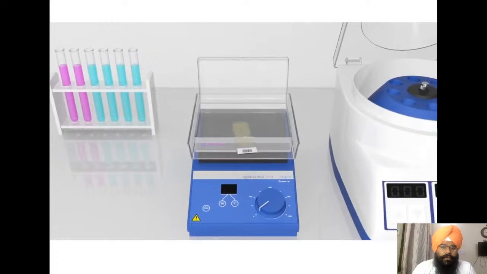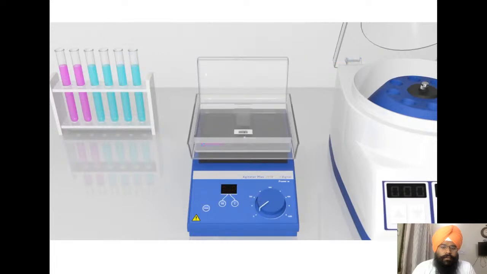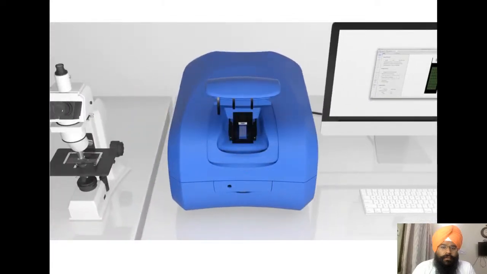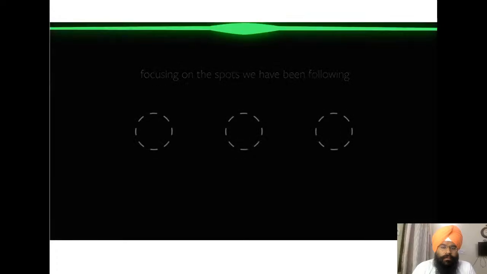Now we must wash off the unbound cDNA to see what is bound to the microarray. Let's detect the bound cDNA so it can be visualized. We begin by placing the microscope slide containing the microarray inside a scanner. We'll examine the next phase of the process, keeping our focus on the three spots we've been following. First, a green laser scans the microarray. The resulting image is stored on a computer for later analysis. Now it's time for the red laser. This image is also stored on a computer for later analysis.